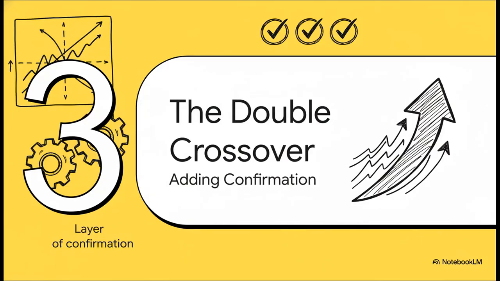So how do we fix that? How do we get fewer false signals? Well, that brings us perfectly to our second strategy, the double crossover. This one is all about adding a crucial layer of confirmation.